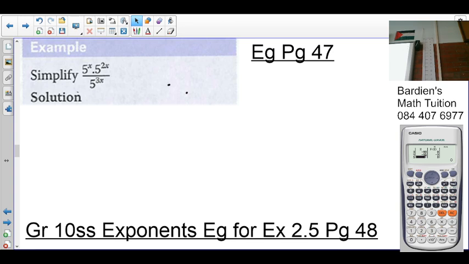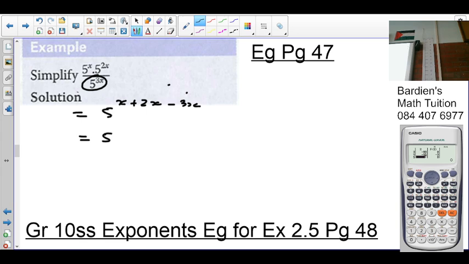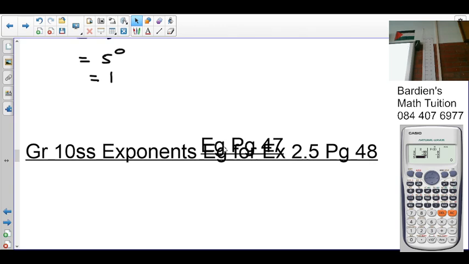So when we're multiplying and the bases are the same, add the exponents. So we've got 5 to the x times 5 to the 2x, so we add them, and it becomes x plus 2x. And when we're dividing and the bases are the same, we subtract the exponents, so it's minus 3x. So x plus 2x is 3x, and 3x minus 3x is 0. Anything to the power of 0 is? Okay. Any confusion there? No?